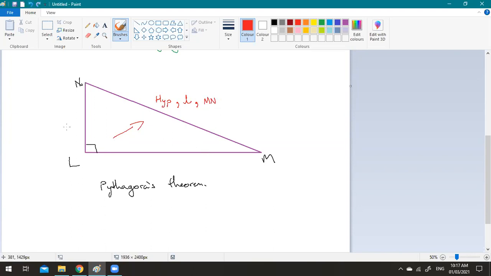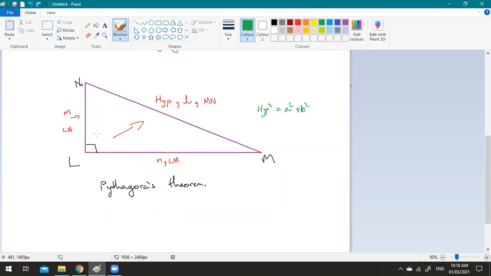What do we call this side? It's not the opposite, we don't have an angle. Come on, M. What else could we call it? LN. And here, come on, N, or LM. So what does the Pythagoras theorem formula state again? The hypotenuse squared is equal to the other two sides squared.